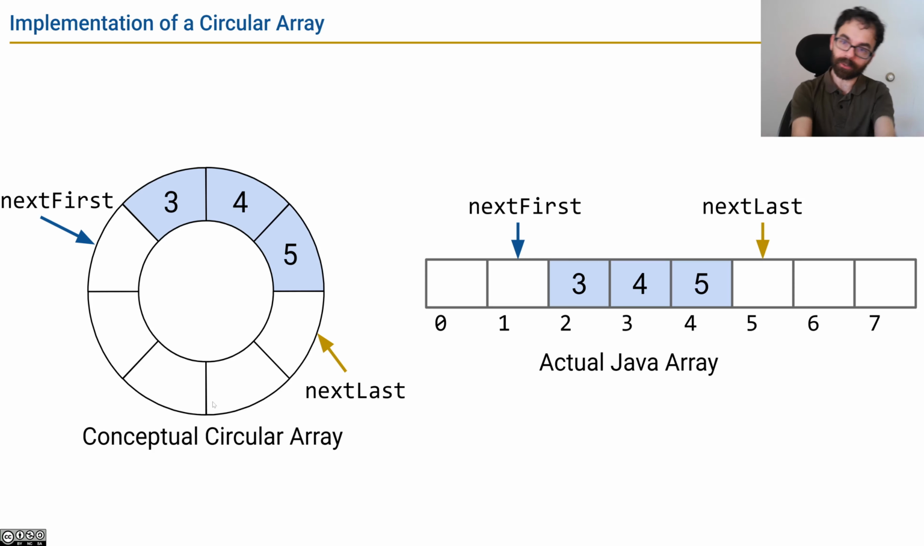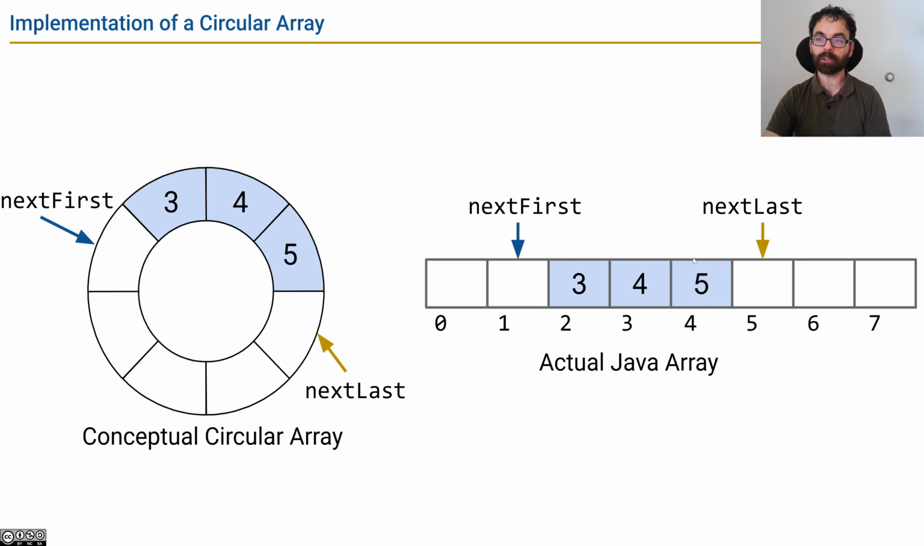Conceptually, we'd like a circular array, but what we could actually have is a Java array, which is in this case length 8, one for each of these sectors. And then we'll have a next first pointer, which will just be the integer 1, saying what item the next first item should go in. And likewise, we have next last, which is an integer 5. And you can see that these map to each other pretty closely.